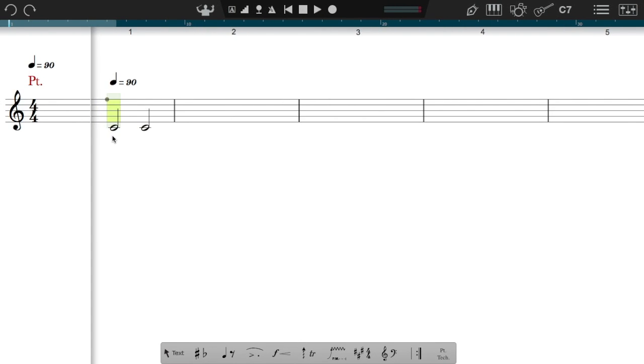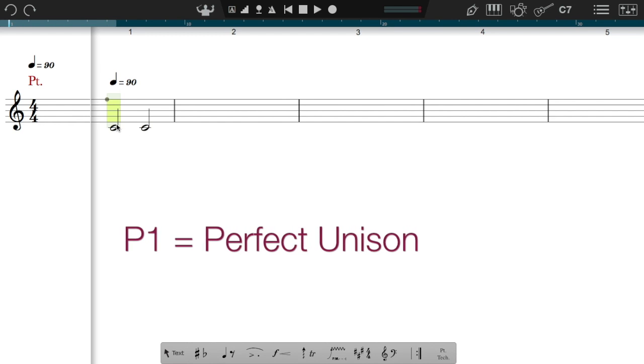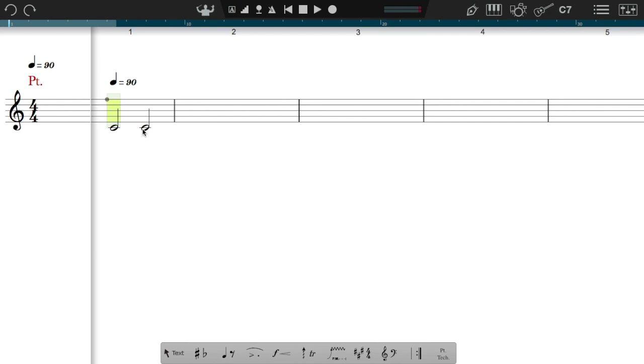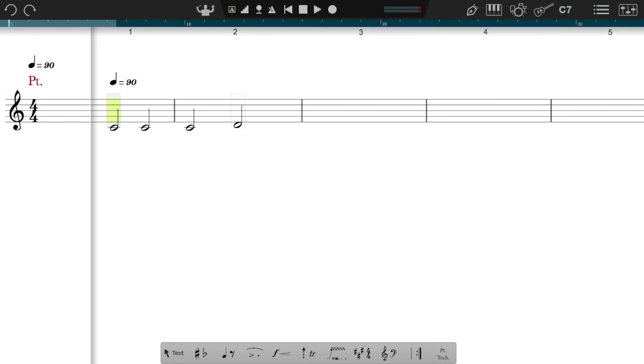If I start with a C and I go to the same C and I don't move, we call that the perfect unison, or P1. So as you can see from the get-go, in counting intervals in music, we count where we start as number 1. So if we go from C to D, that would be a second.